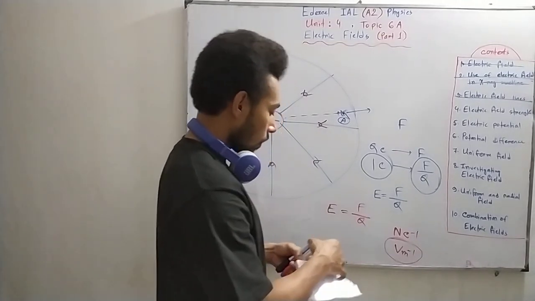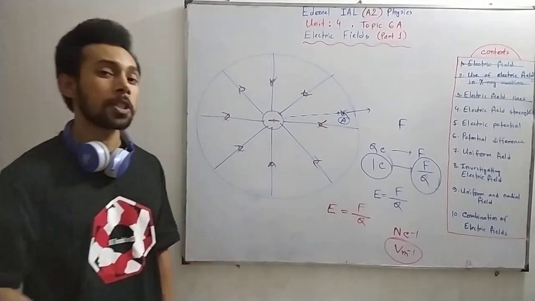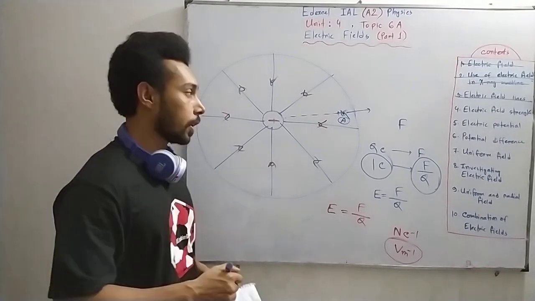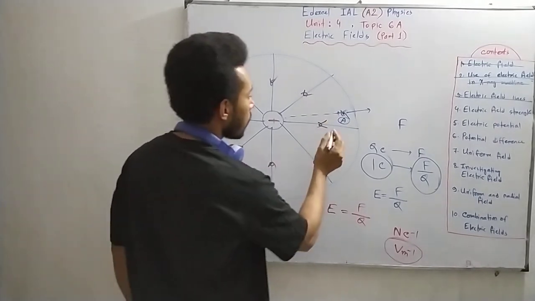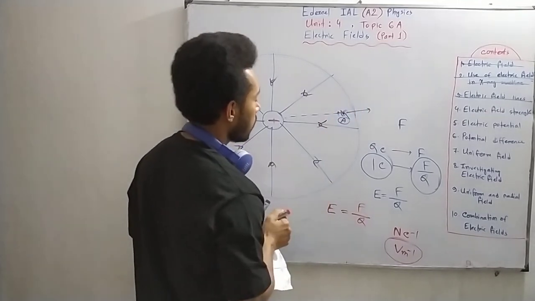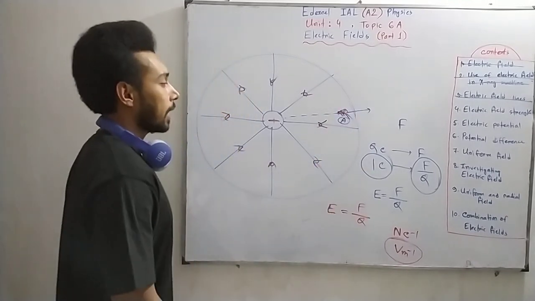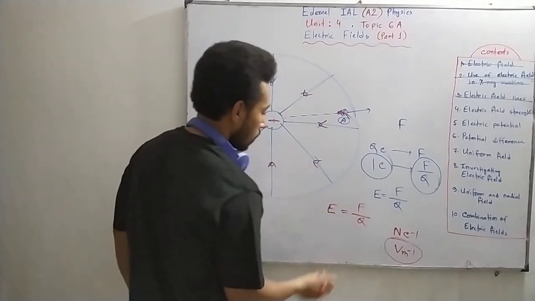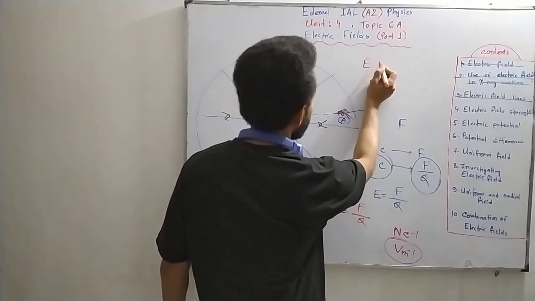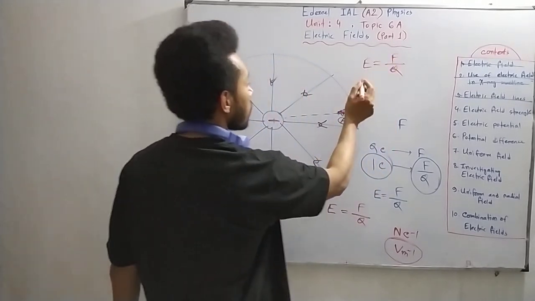Now we'll be able to calculate the force experienced by any charged particle when it is within an electric field. Suppose the particle has a charge of Q. Then we know that electric field strength is equal to F by Q.